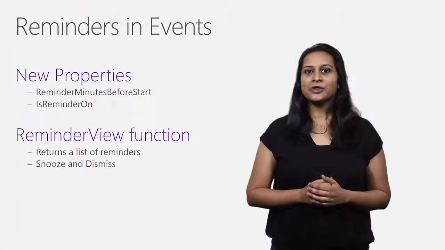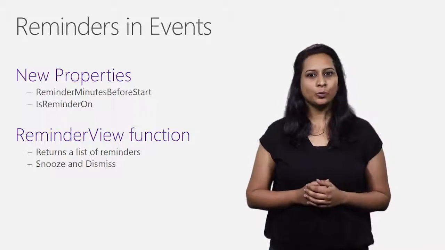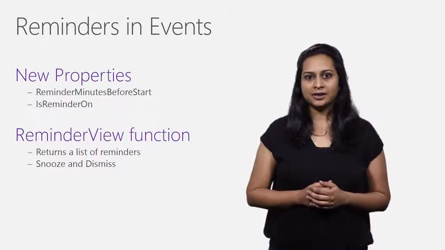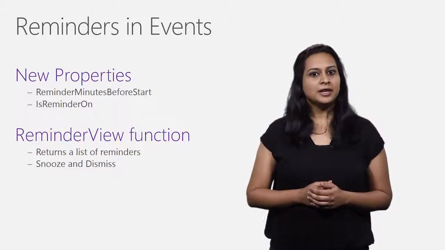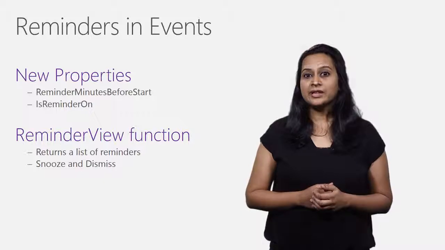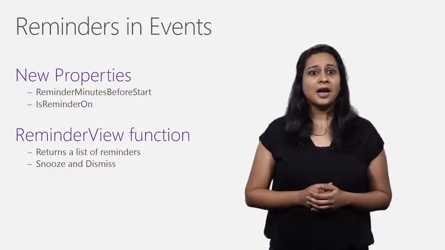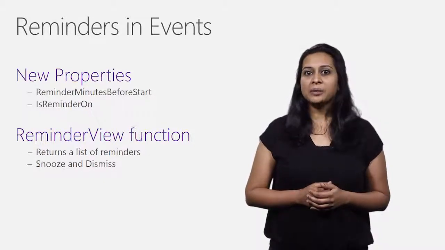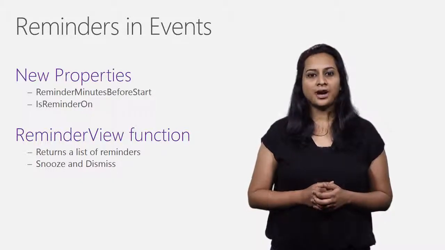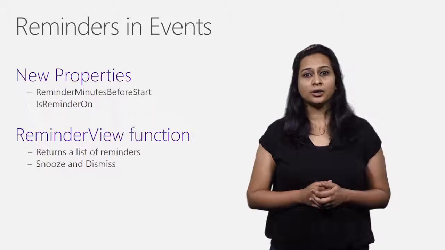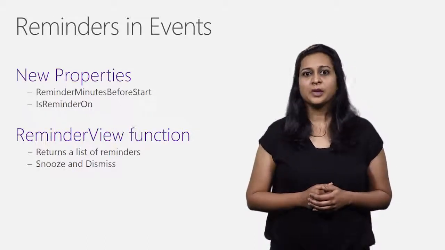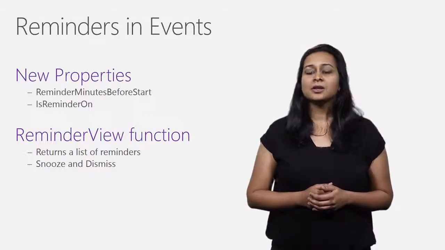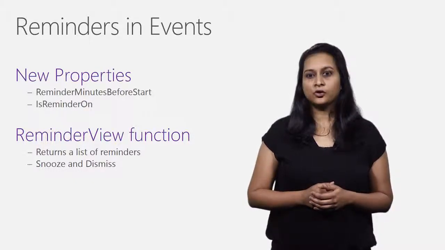Reminders. Reminders for events in V2 are basically two properties that are on the event entity: reminder minutes before start and isReminderOn. These properties can be set when an event is created or updated. As their name indicates, the reminder minutes before start is the time in minutes before the start of the meeting that the reminder should fire, and isReminderOn is a Boolean which tells if the reminder is set to fire or not. In addition to these properties, the API offers a reminder view function.